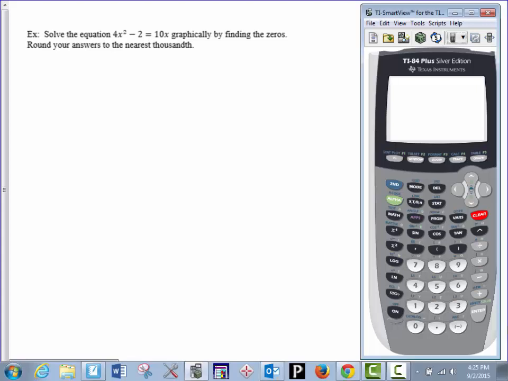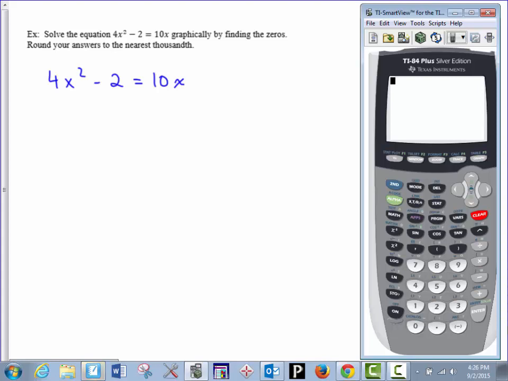In this example, we have been asked to solve the equation graphically by finding the zeros, and then to round our answers to the nearest thousandth. To do this, if you're given an equation such as this, the first thing you need to do is get 0 on one side. So our equation, 4x squared minus 2 equals 10x.